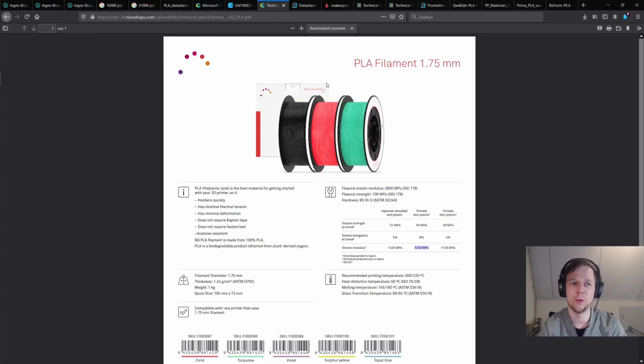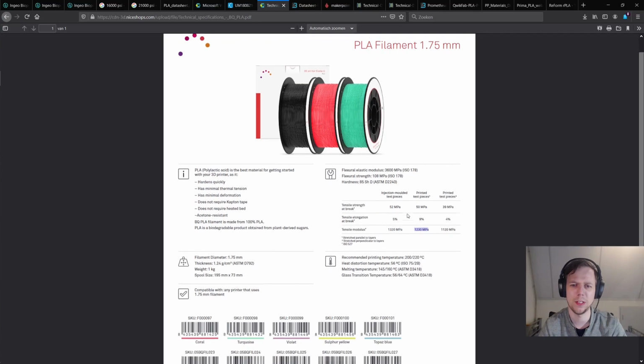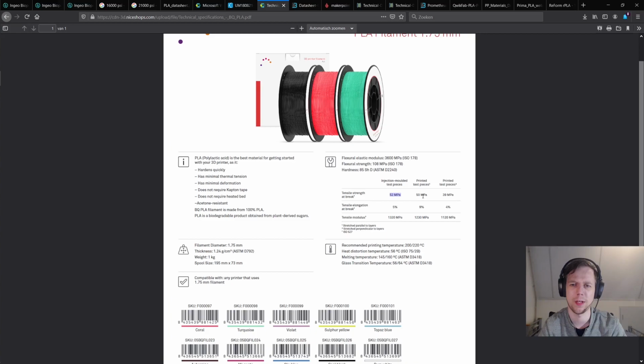Finally here, we go to BQ filament. And this is a little bit sparser than the others, but again, we have some values here. They tested the Z direction as well. That's nice. And it looks like they have a little bit more elongation here. So I suppose they put a little bit more plasticizer in there, which is also evident from the fact that the tensile modulus has dropped a bit. But overall, the values are still here. So this is still a good data sheet.